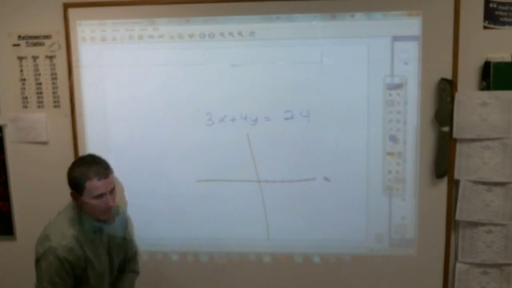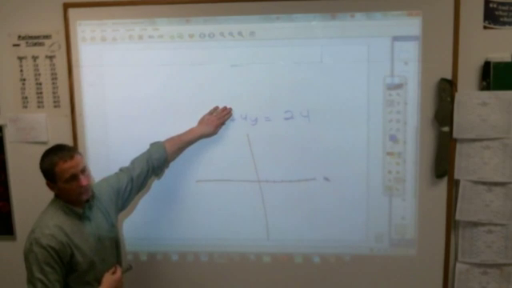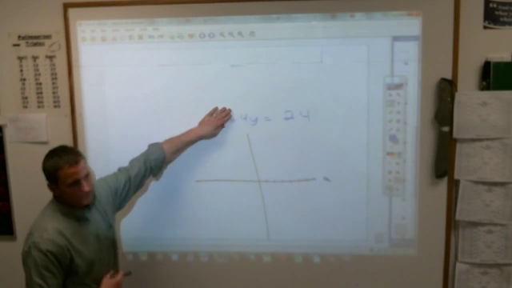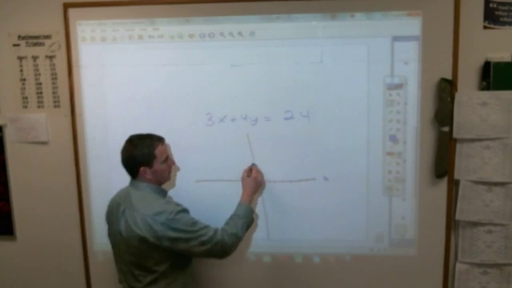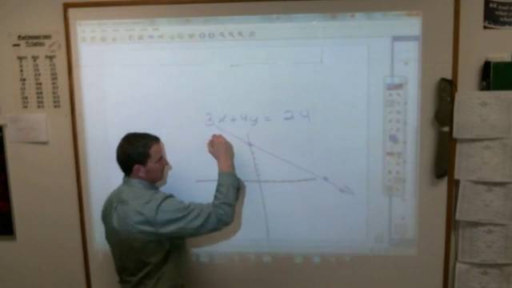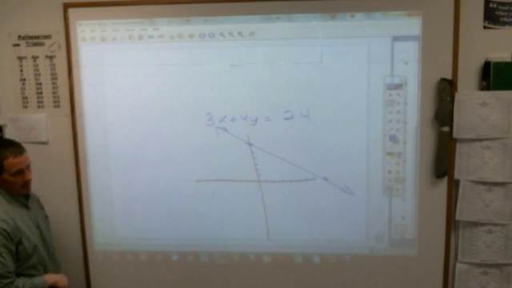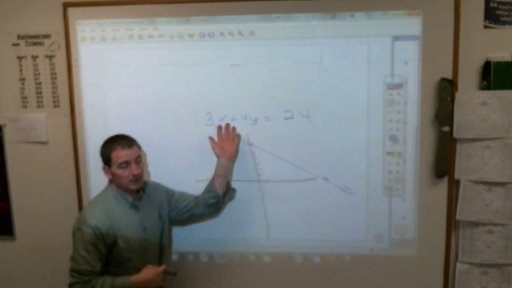I need to find the y-intercept, so I put 0 in for x. Well, x goes away, so 4y equals 24. What does y equal? 6. So 1, 2, 3, 4, 5, 6. Bam, there's my line. Graphed. Just that easy. But please know that only works when it's in standard form.